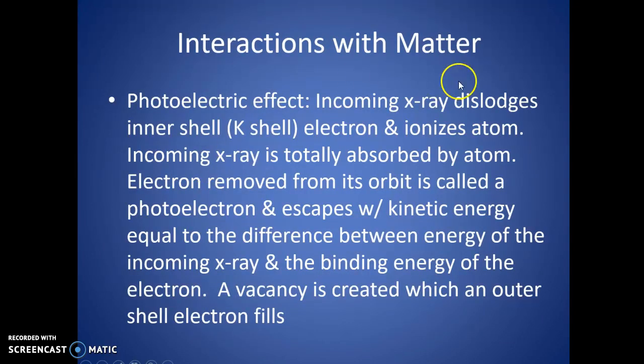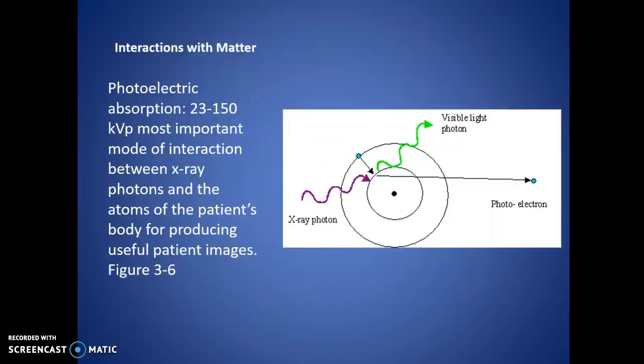Photoelectric effect. This is just an incoming X-ray that dislodges an inner shell, typically the K shell electron, and ionizes the atom. It is totally absorbed by the atom. The electron removed from its orbit is called a photoelectron and escapes with kinetic energy equal to the difference between the energy of the incoming X-ray and the binding energy of the electron. So basically, what holds it in place, it has enough force to move that out of the way. A vacancy is created, which an outer shell electron fills.